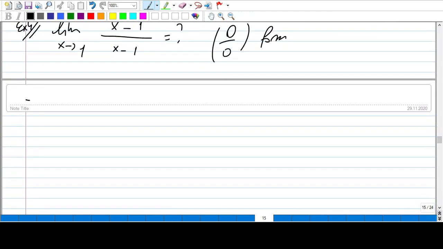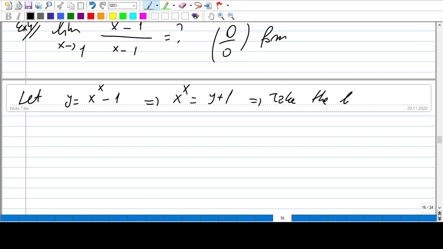Okay, after applying L'Hopital rule by LH. But in this case, let me just say a note here, then we can apply L'Hopital. If you let y be x power x minus 1, then we have x power x will be y plus 1. Okay, then take the limit of both sides.